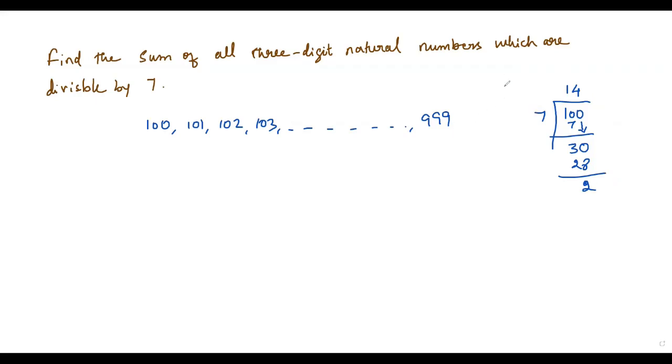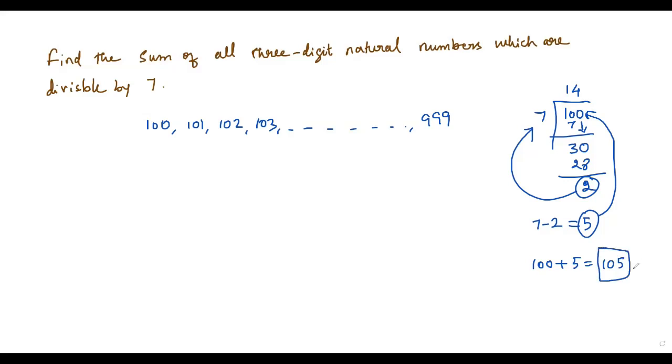this long division. So what I'm going to do is subtract this remainder 2 from this divisor 7. So 7 minus 2, I get 5. Now I have to add this 5 to the dividend 100. So what will I get? 100 plus 5 equals 105. So this is a simple trick. So 105 is the first 3-digit natural number which is divisible by 7.